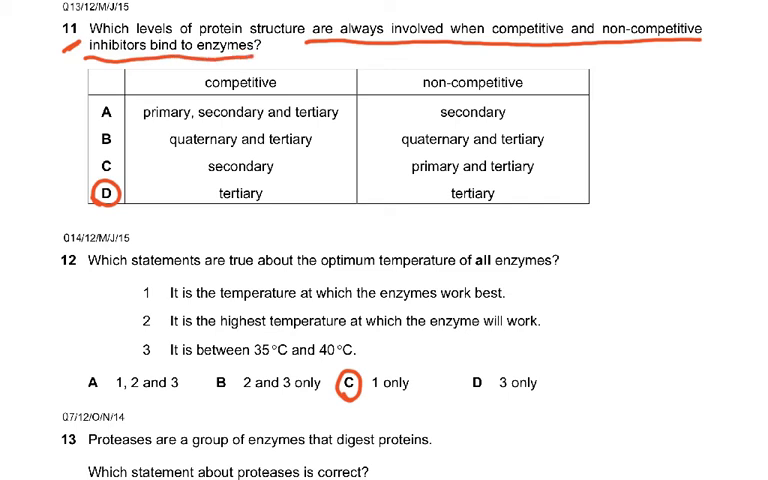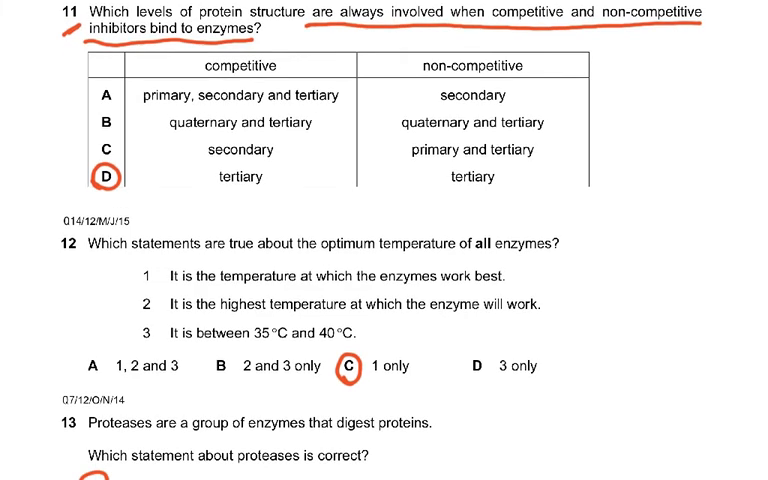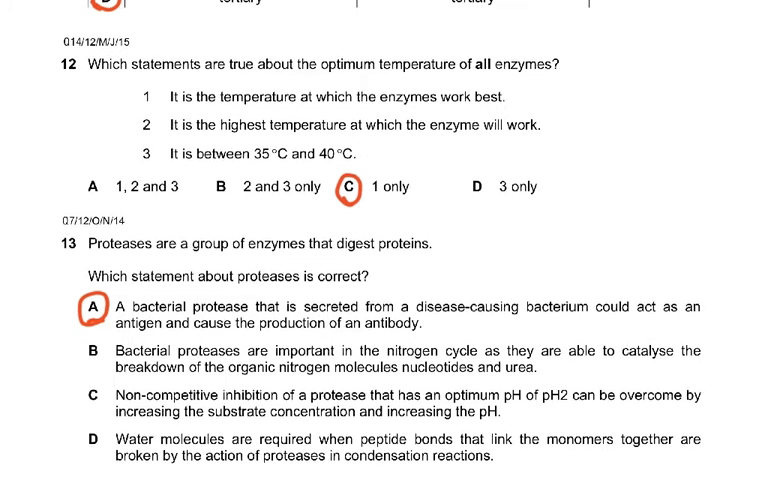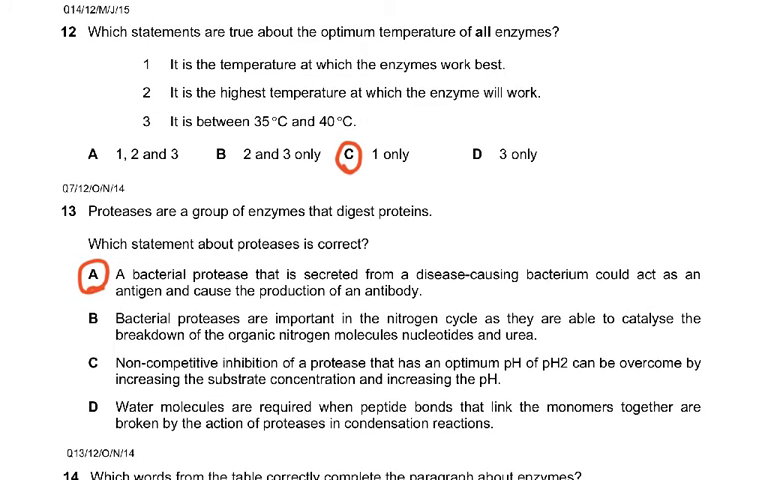So both are tertiary structures because that's the final folding which results in the shape, and that's where the inhibitors bind to it. Question 12. Which statements are true about the optimum temperatures of all enzymes? It is the temperature at which the enzyme works best.